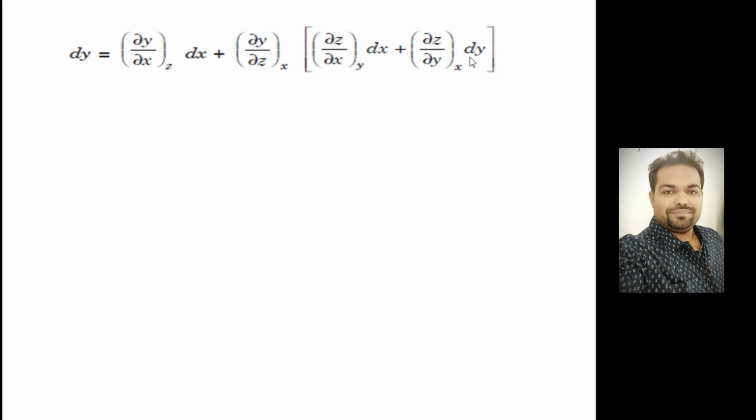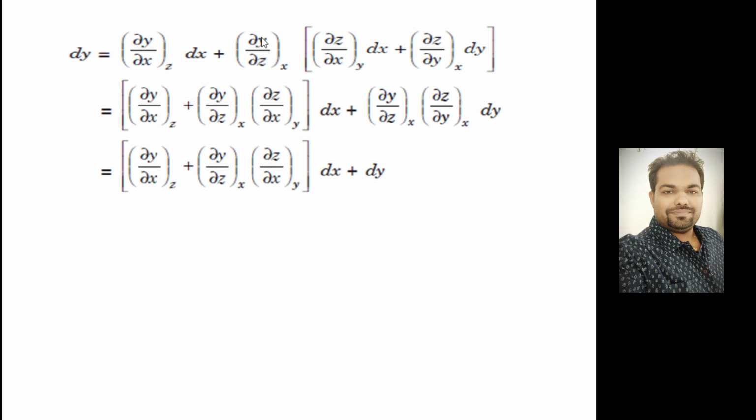Now you multiply inside this term, and rearrange the terms: take these two terms with this dx and the remaining terms as dy. If you rearrange, you can write it in this way. So the first term of dx is this, the second term of dx is these two, and this term will form dy. So I have written this.